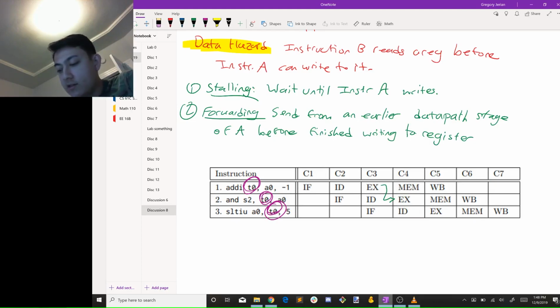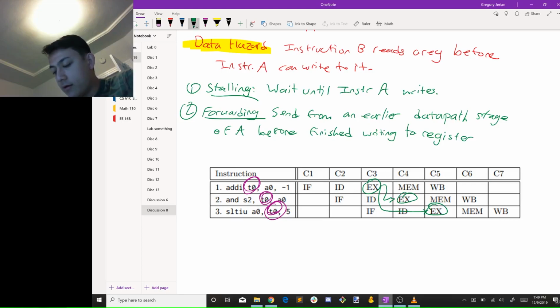We also notice that T0 is required here at this X as well for instruction 3. But this isn't a problem either, because we can also just forward the value over here as well, allowing us to fix both of these data dependencies. So now we're asked, what would happen if we didn't have forwarding? The question specifically asks, how many instructions after the add-I instruction could be affected by data hazard? So if we didn't have forwarding, how many stalls would we need, for example?